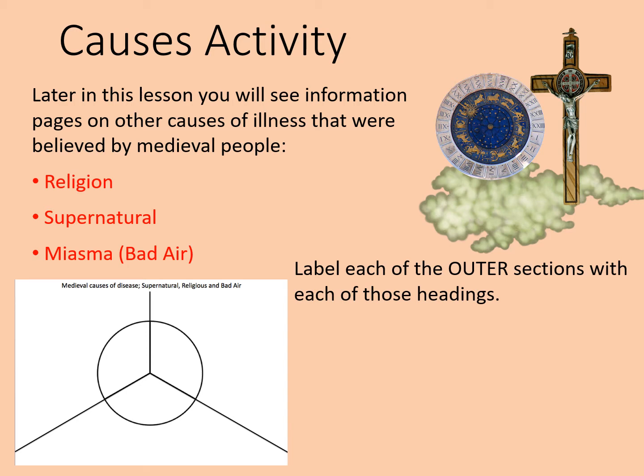Firstly, label each of the outer sections, those are the triangular bits outside of the circle, with each of those headings. So label one religion, one supernatural, and one miasma or bad air.